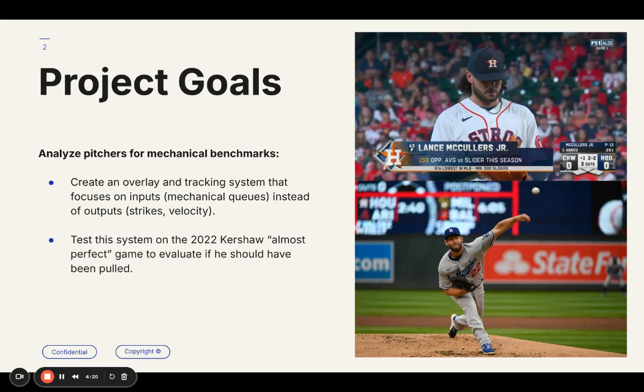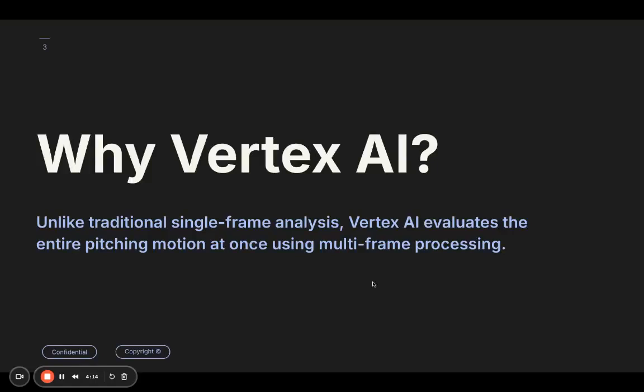I then wanted to use my system to grade the 2022 Clayton Kershaw almost perfect game to see if he should have been pulled. Why did I choose Vertex AI for this? Well, unlike traditional single-frame analysis, Vertex AI evaluates the entire pitching motion at once, using multi-frame processing. This allows us to better capture what was going on during a pitch and look for mechanical breakdown.